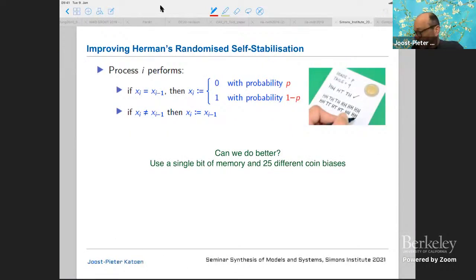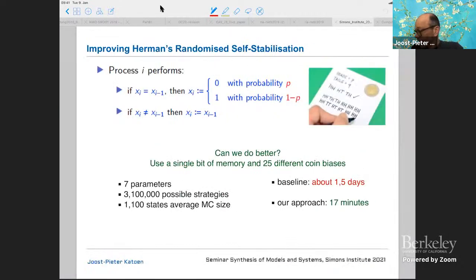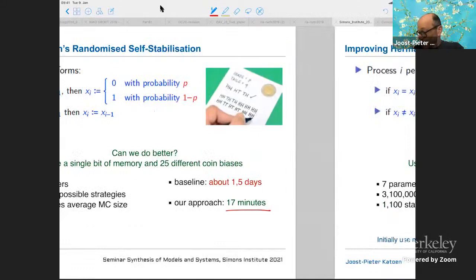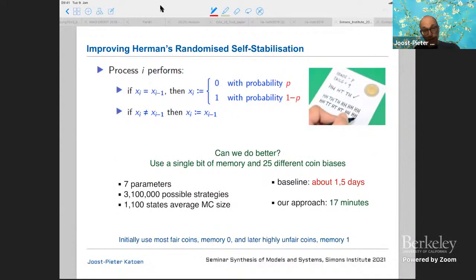So you can, for instance, consider a model with a single bit of memory, and to make the problem discrete, let's say that there are 25 different coin biases that you can pick from. In our setting, this means we have 7 parameters, 3.1 million possible strategies, and each Markov chain having about 1,000 states. The baseline takes 1.5 days, and the technique that I just explained to you can solve this in 17 minutes. And actually what you get is a strategy which is not completely obvious.